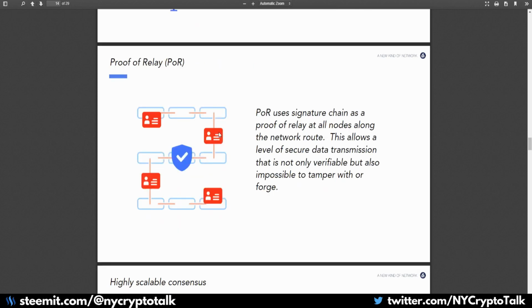Then you have the proof of relay. So the proof of relay uses a signature chain as a proof of relay at all nodes along the network route. This allows a secure data transmission that is not only verifiable but also impossible to tamper with. So basically, each time a transaction happens, there's a beginning and end. Then the next block basically confirms the last transaction. So it's very similar to how most traditional blocks work, but the proof of relay allows the signature chain to go through all the nodes along the network route, and that's how secure it's going to be, because it's going through each one of these nodes along the whole network. You have a much more secure system.